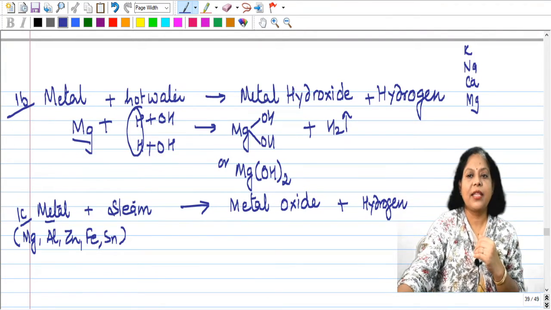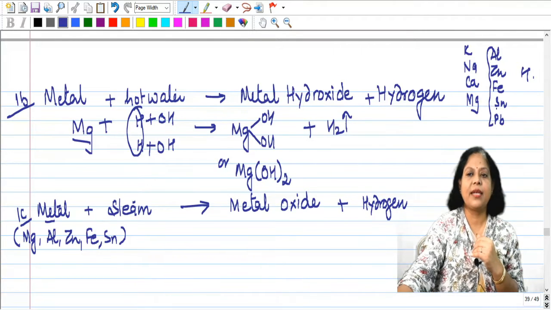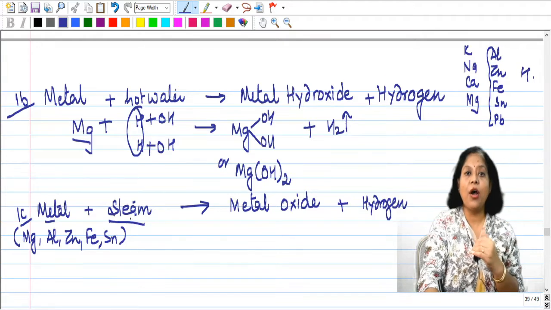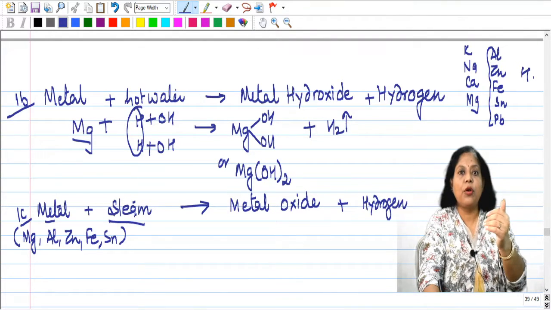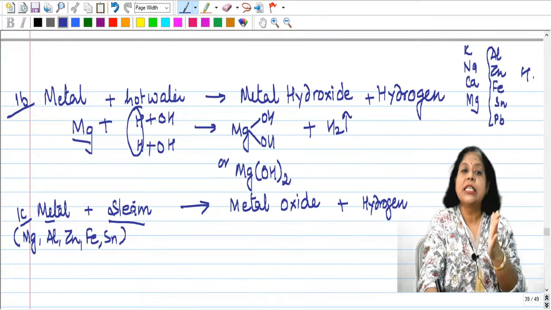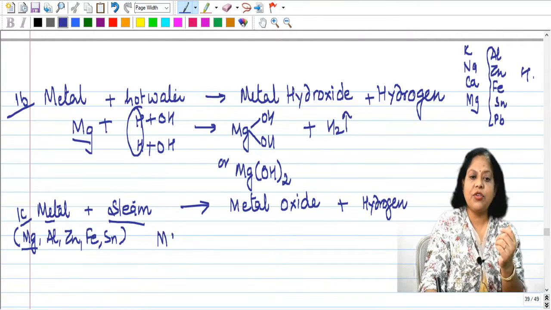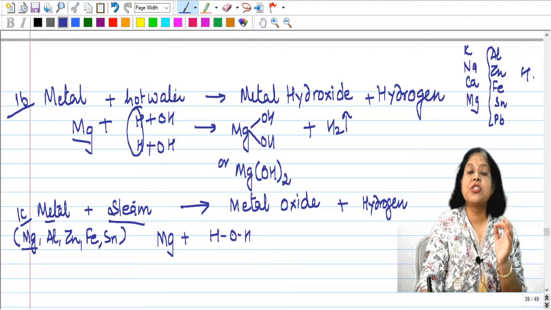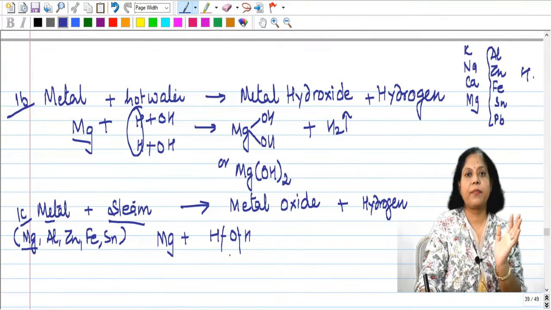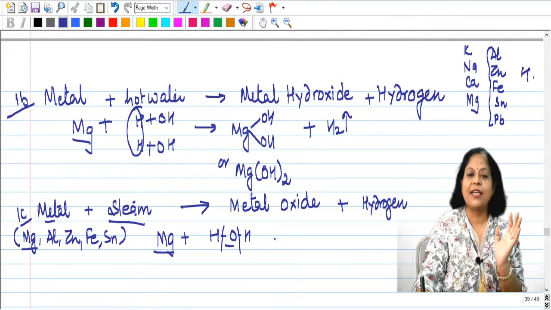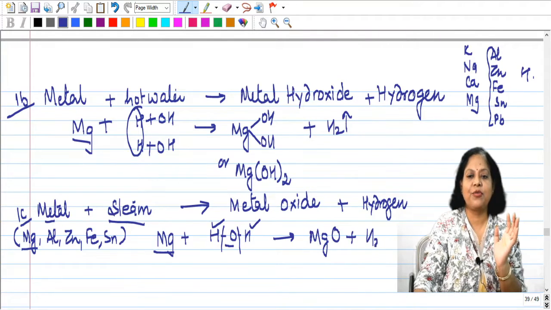Next we talk about the metals which are further lying below magnesium. So what are these? Kedarnath ka Mali ho kya? Now it is Alu, Zara, Fike, Se, Pakata hai. These metals combine with steam because their position is low, so they do not react with cold or hot water, they directly combine with steam. The formula remains the same. If we take magnesium again, when magnesium combines with steam, steam is HOH. Now the temperature is so hot that both the bonds break. What do you get? Metal oxide. You will get MgO plus hydrogen, and the second hydrogen you get hydrogen.